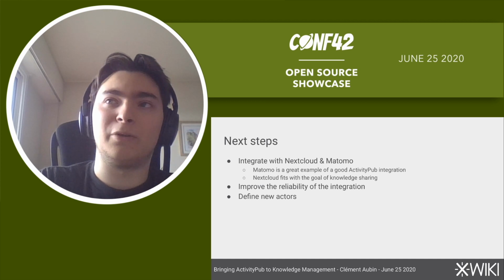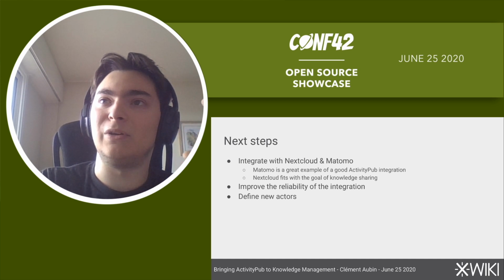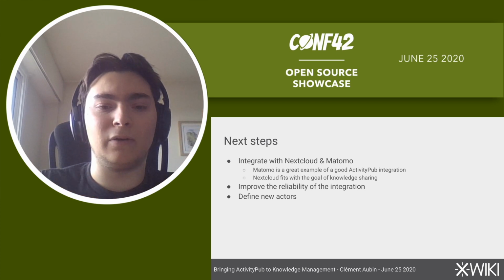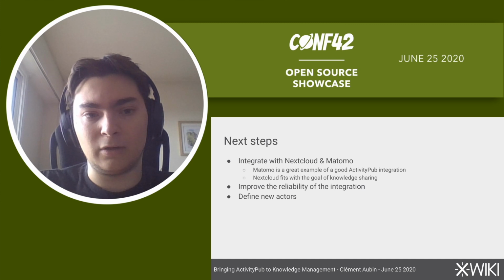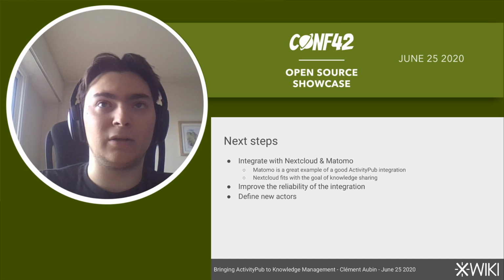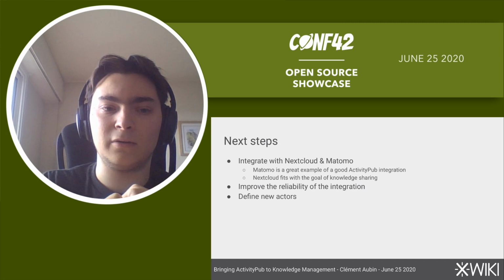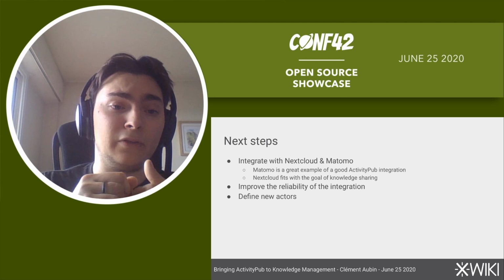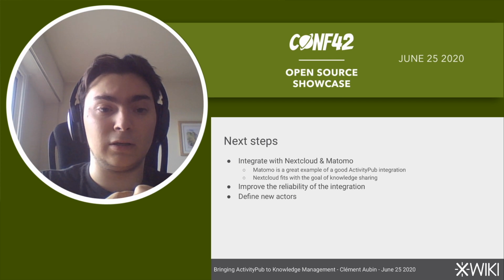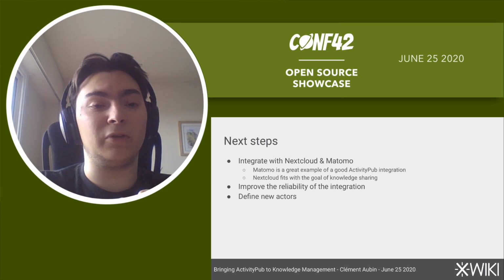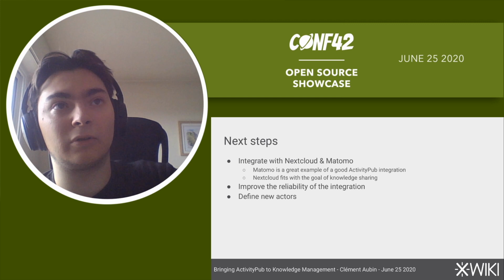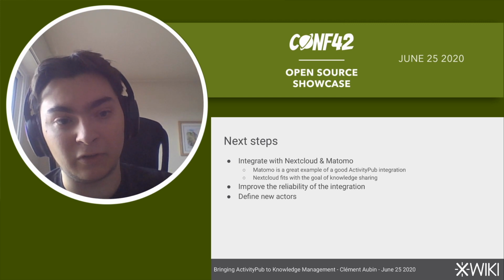One other thing that we want to do, because it's still currently a research project, is to improve the reliability of the application, making sure that events get correctly to their destination, and that we don't have any bugs, basically. And finally, we could have new actors, so different ways to follow different parts of a wiki, if we want to follow only a certain type of events coming from a specific part of a wiki, for example, or from a specific set of pages.